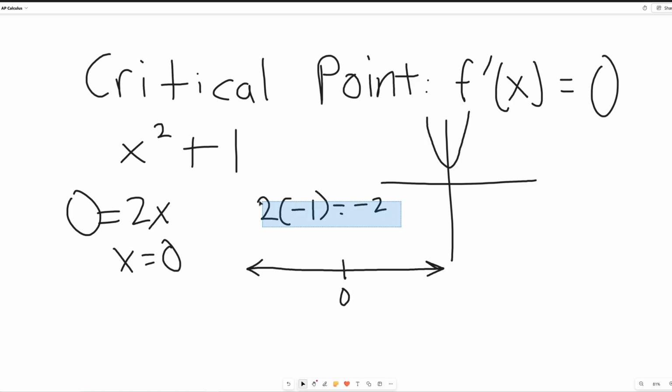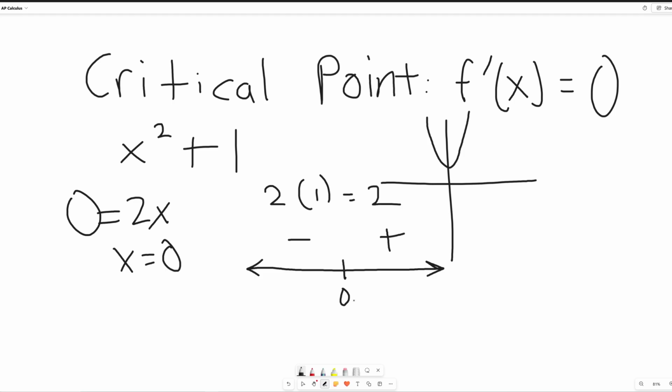So this means that because this is the only critical point, when x is less than 0, it's going to be negative across the whole interval all the way to negative infinity. And then the same thing to the right, you plug in a test number. Let's plug in 1, and that gives us 2. That means it's going to be positive on this interval to the right of 0.